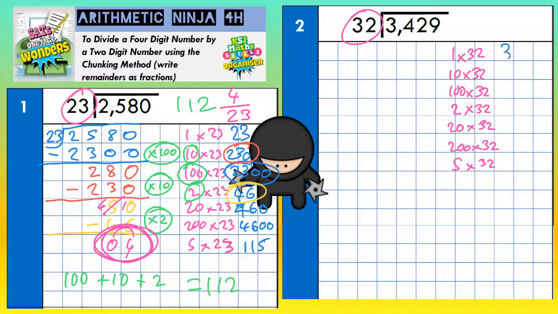Let's work out what those chunks actually are. 1 32 is 32, 10 32s is 320, 100 32s is 3,200, 2 32s is 64, 20 32s is 640, 200 32s is 6,400, 5 32s is a half of 320. Well, a half of 300 is 150 and a half of 20 is 10. Put them together, that's 160. Now we're ready to start subtracting some chunks.